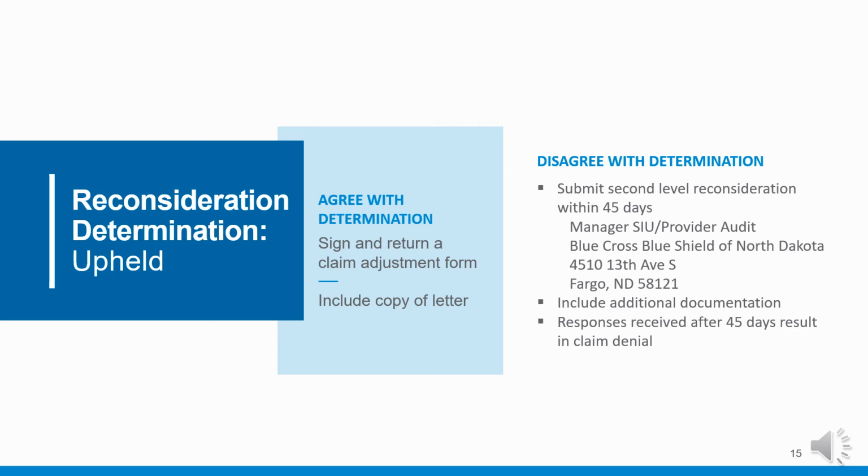If you disagree with their reconsideration determination, you can submit a second-level reconsideration to Blue Cross Blue Shield of North Dakota along with any supporting documentation. If requests are submitted to Cotiviti instead of Blue Cross Blue Shield of North Dakota, this will cause a delay in your reconsideration request. Failure to respond to the letter within 45 days will result in a claim denial.